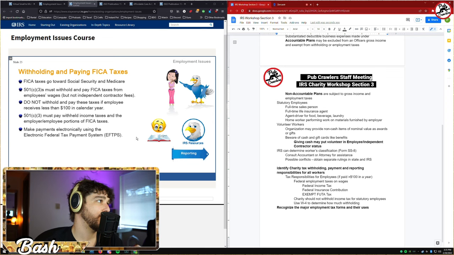All right, so FICA goes towards Social Security and Medicare. Got it. Charity must withhold and pay the FICA taxes from employees' wages. Got it, but not the independent contractor fees. Cool. Do not withhold and pay these taxes if the employee receives less than $100 in a year. Cool. Must pay withheld income taxes and employer-employee portions of FICA taxes and make payments electronically using the Electronic Federal Tax Payment System.